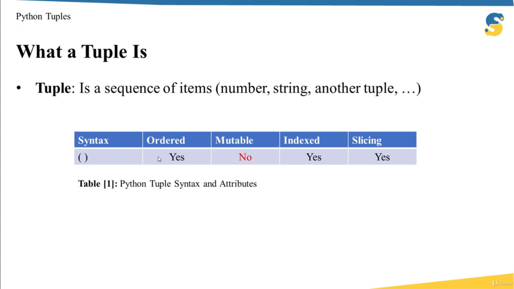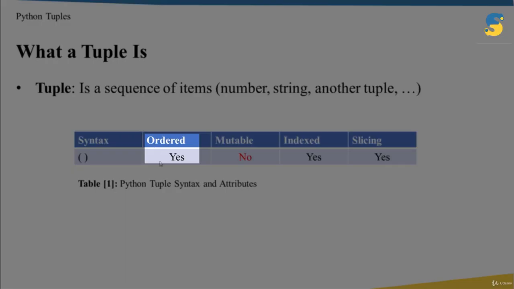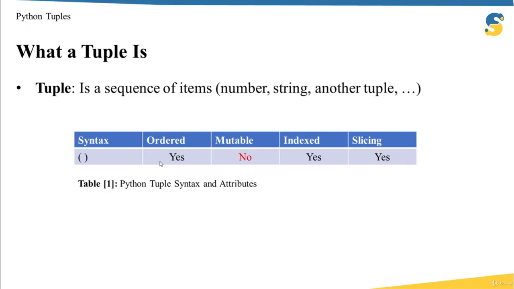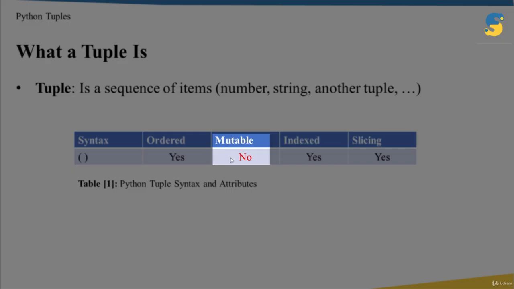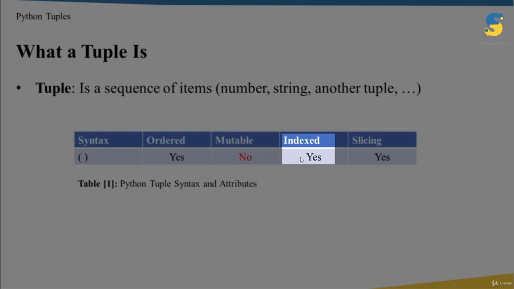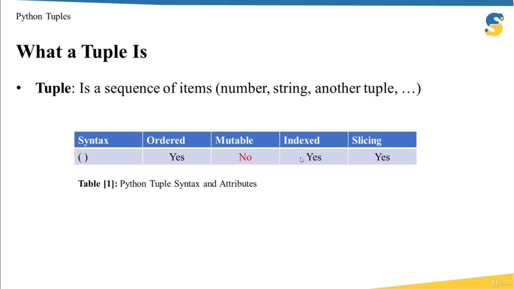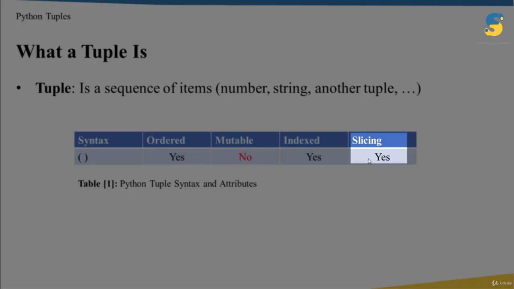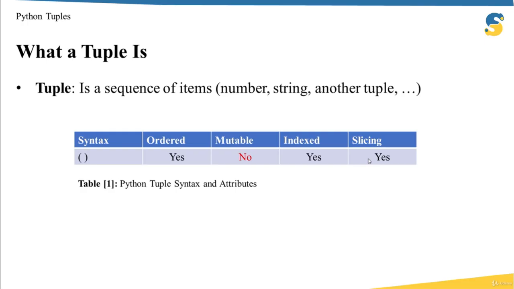For the tuple attributes, we have to know that tuple is an ordered collection, which means each item has its own and fixed location. Tuple is an immutable data structure, which means once you create a tuple, you cannot update its content. Tuple is an indexed data structure, and it supports both positive and negative indexing in order to get access to each individual item in the tuple. And also tuple supports slicing, and we can extract a subtuple from the tuple using positive indexes and negative indexes also.